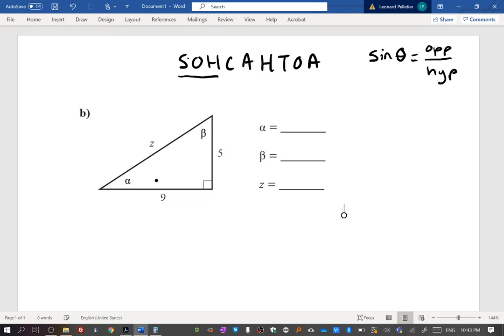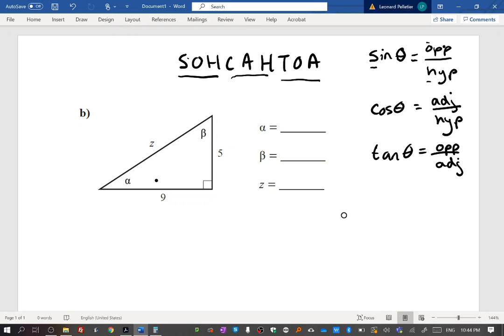That's where the S-O-H comes from. S is for sine, O for opposite, H for hypotenuse. Cosine is the ratio of the adjacent side over the hypotenuse, and tangent is the ratio of the opposite side to the adjacent side. So that's sort of our different things. Can you see how this is designed to help you keep that fresh in your mind? That's the story. So what do we do with all this stuff?